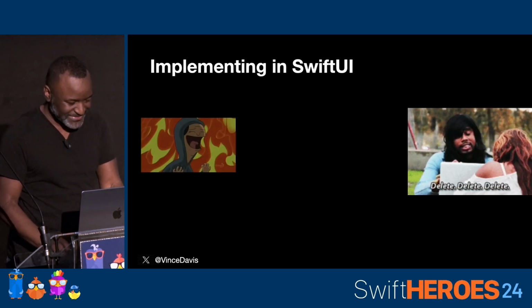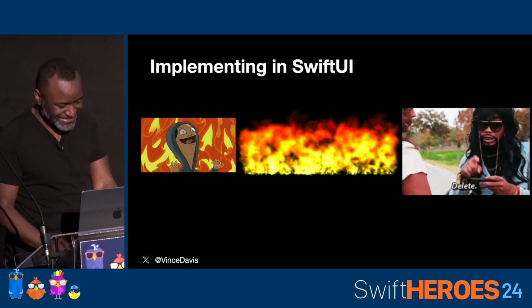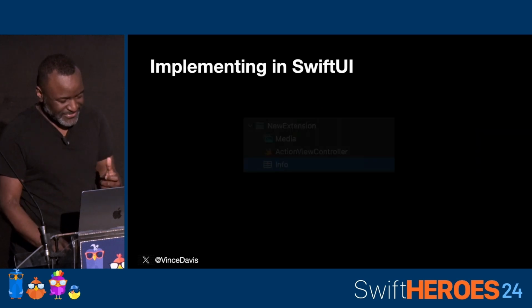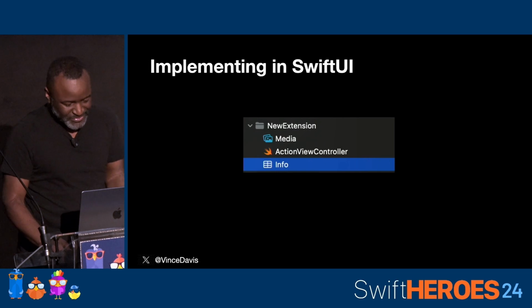So first, we're just going to burn it. We're just going to get rid of it, delete it. It's going away. So once you get rid of the storyboard, you're just left with your primary view controller and the info plist. So what you're going to need to do.